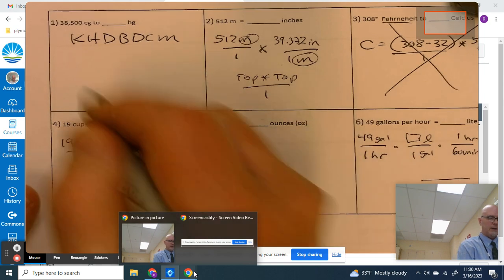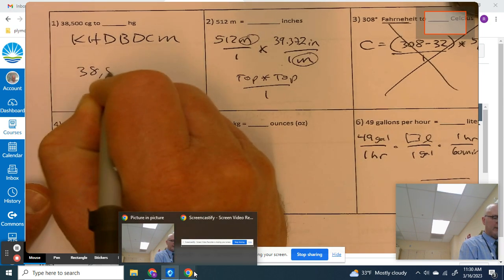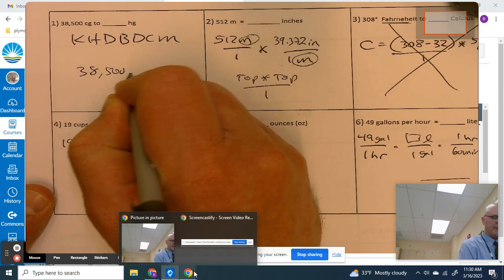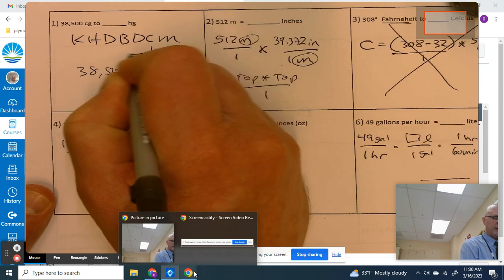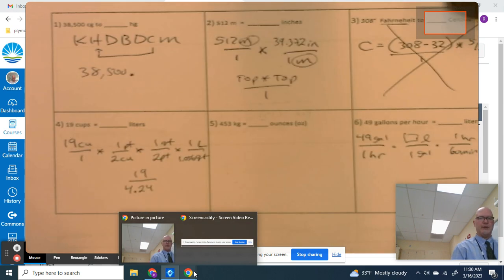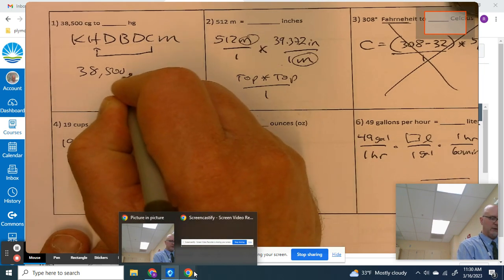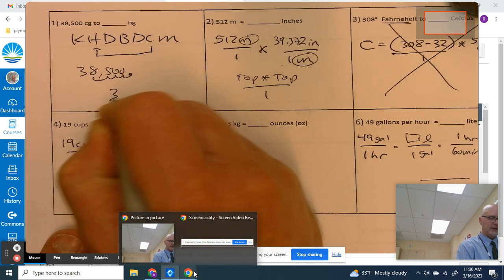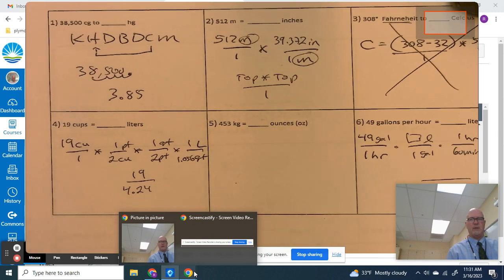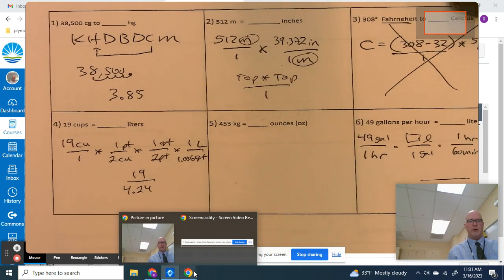And for number 1, we would write out that 38,500 centigrams, which is here, is going to hectograms, which means we need to move our decimal place 1, 2, 3, 4 spaces, giving me a final answer of 3.85. So for the start of our video today, this is what we talked about in class.